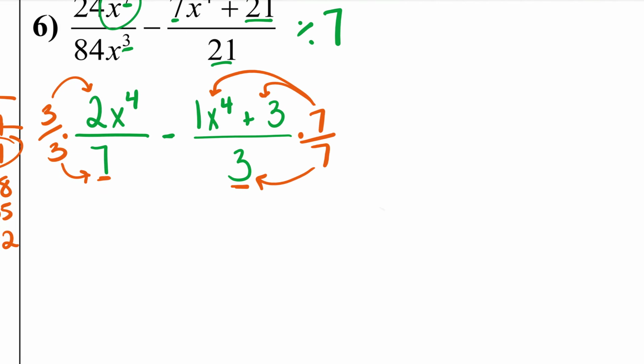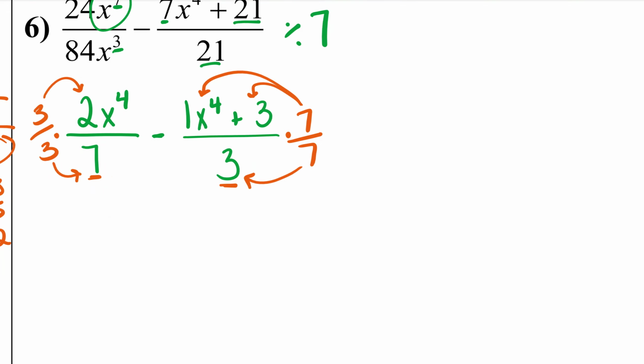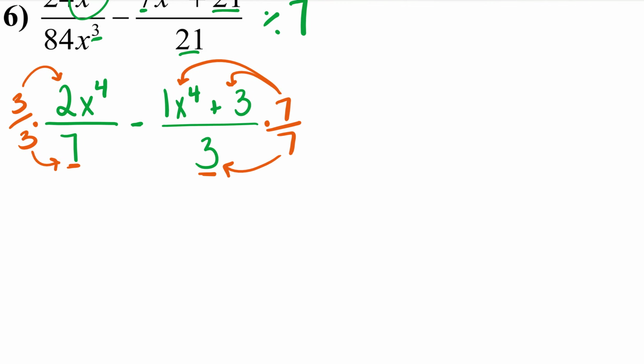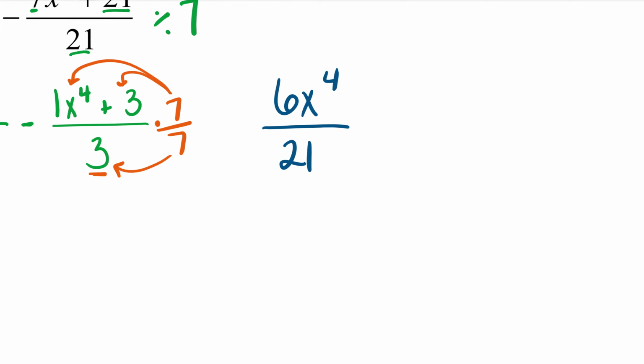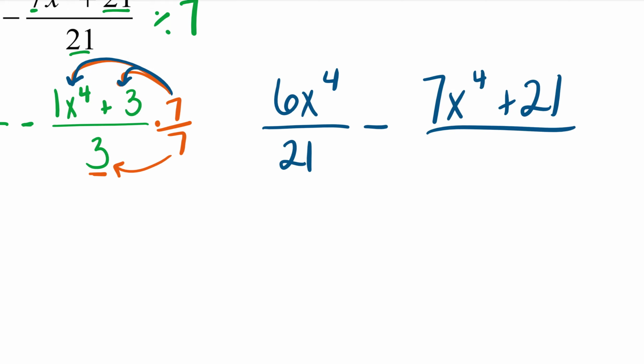Okay, so let's go over to the right on here, just for space. So on the left, first fraction, I have 3 times 2x to the 4th, which gives me 6x to the 4th. The bottom is 3 times 7, which is 21. Okay, then I have minus 7 times x to the 4th, which is 7x to the 4th. 7 times 3 is 21. And then 7 times 3 is 21.